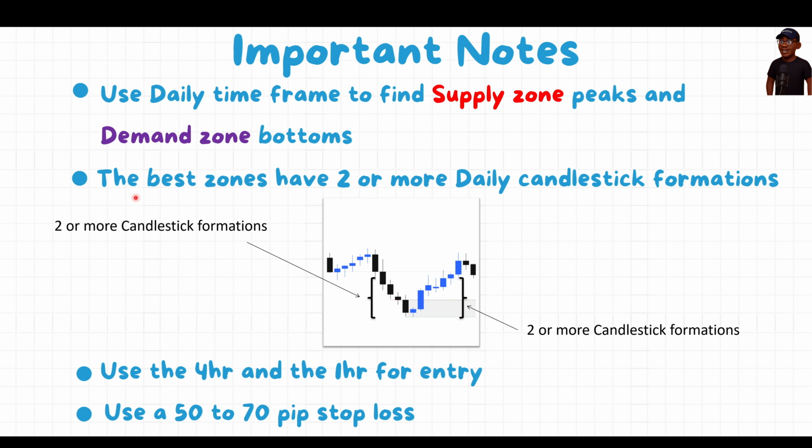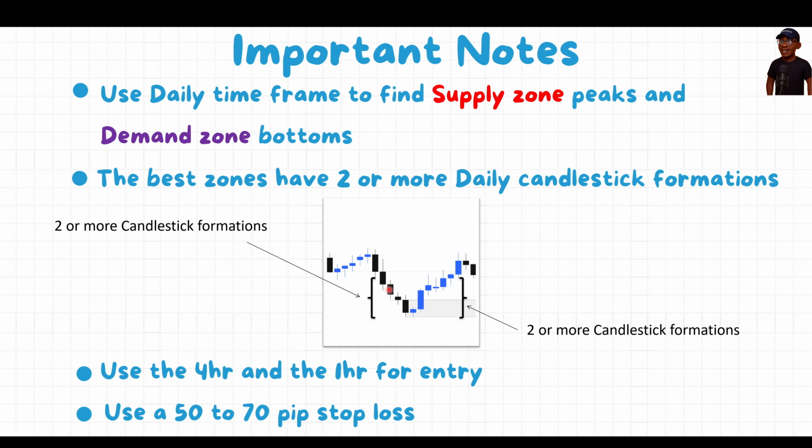And the second thing is that the best zones have 2 or more daily candlestick formations. I'm referring to the candlesticks that lead up to the formation of either the demand zone or the supply zone. So this picture right here is a formation of a demand zone. So you can see the ice cream cone like figure right here. So let's look at the candles that lead up to the formation of the demand zone.